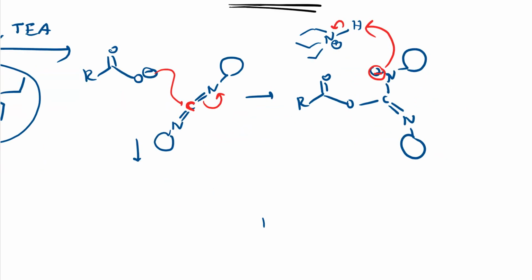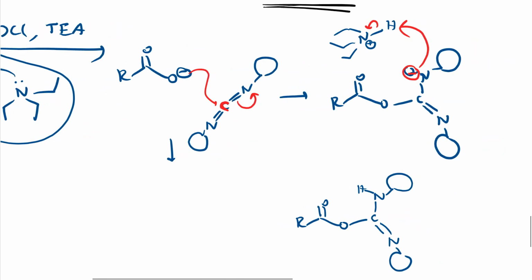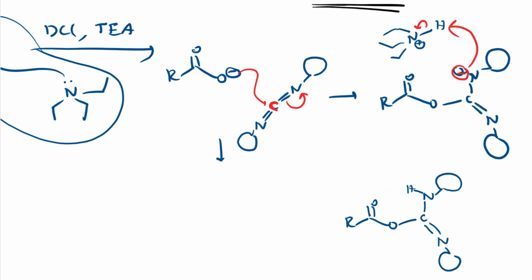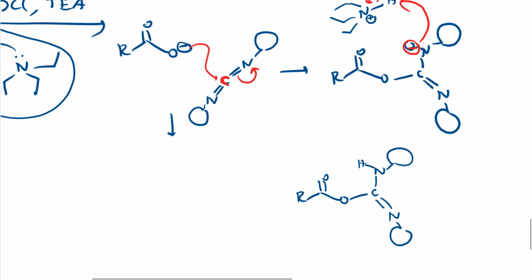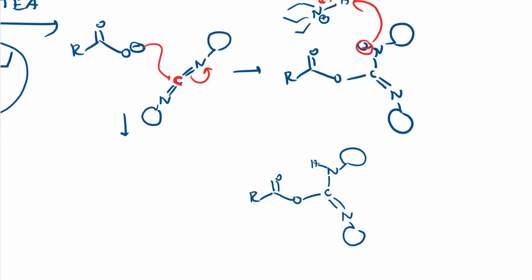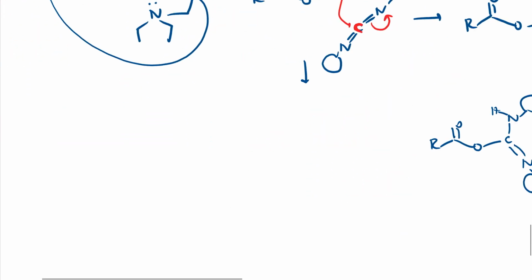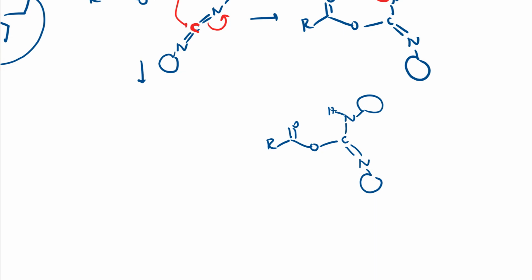So I can draw it like this: RCOO on C, NH here with a cyclohexane ring, and here the double bond N with a cyclohexane ring. Till this you will get it, right? If I use a base, the reaction goes like this. If I use DCC directly, the nitrogen acts as a base only, and that carbon acts as an electrophile, as I have shown you above. Further, the same thing. Instead of taking any nucleophile, I will take R'OH, the alcohol, as a nucleophile.